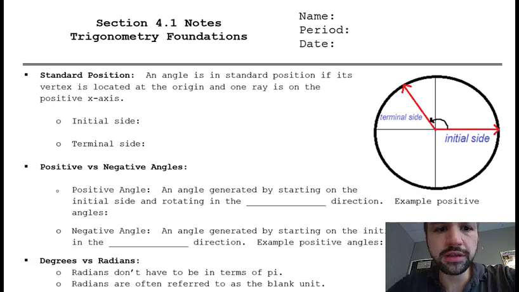Hi, in this video we will be looking at some of the foundations of trig, some of the vocab words, and some of the stuff that you're going to be working with throughout our studies of trigonometry, and that follows with section 4.1 from our textbook.